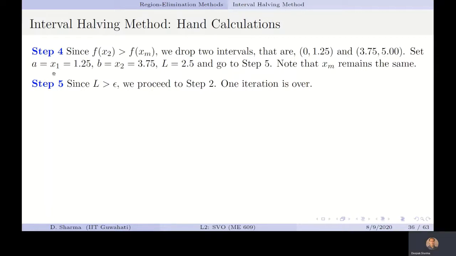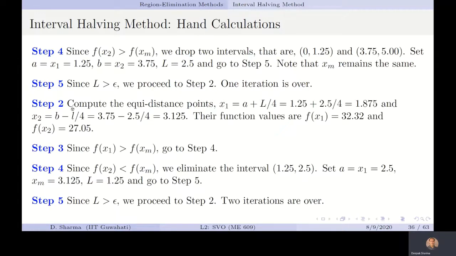While doing so, we have to update a as x1 equal to 1.25, b equal to x2, 3.75, and L. So you remember that L is nothing but b minus a. So the updated value of b minus a will give you L as 2.5. Now we'll go to step 5. Here it is important to note that xm will remain the same. In step 5, since L is greater than epsilon, we proceed to step 2, which completes the first iteration.